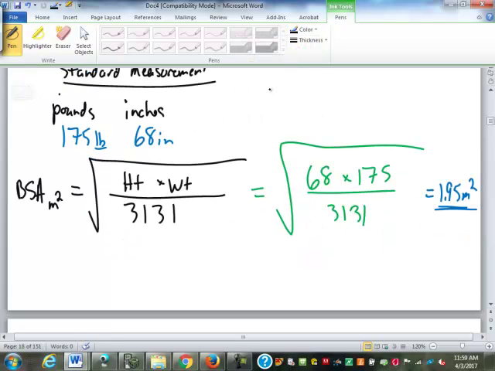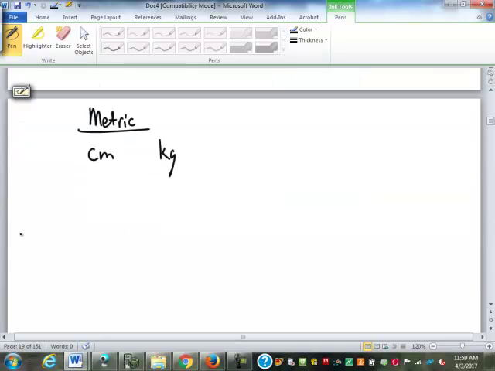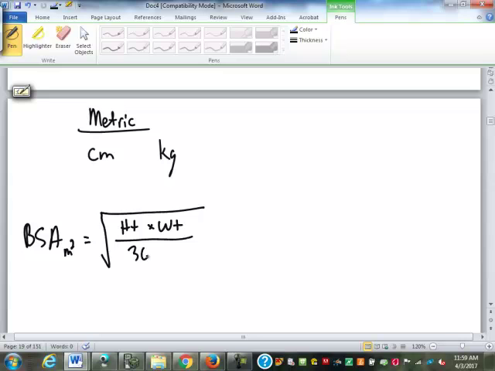If we have metric measurement, so in metric measurement, our height is going to be in centimeters, and our weight is kilograms. And as we mentioned before, kilograms is technically mass, but we're using it for weight. Our body surface area, still in meters squared, is going to be the square root of the height times the weight divided by 3,600.